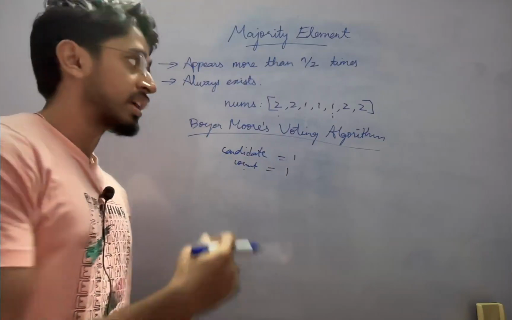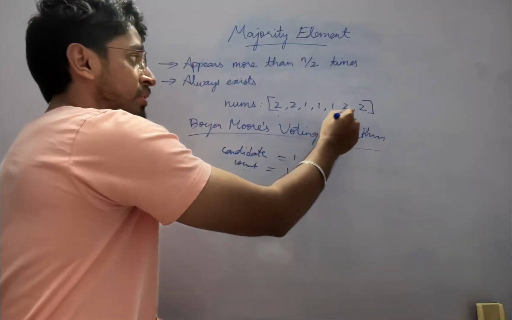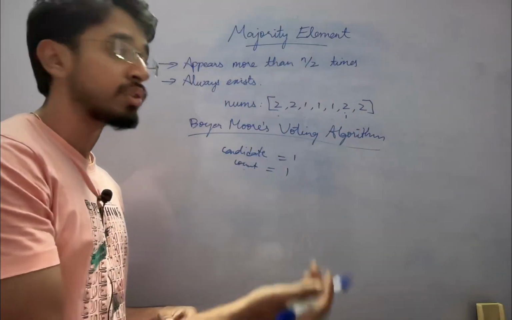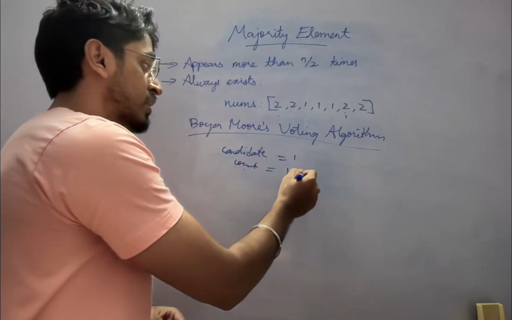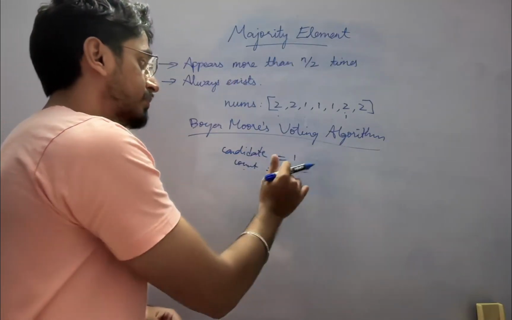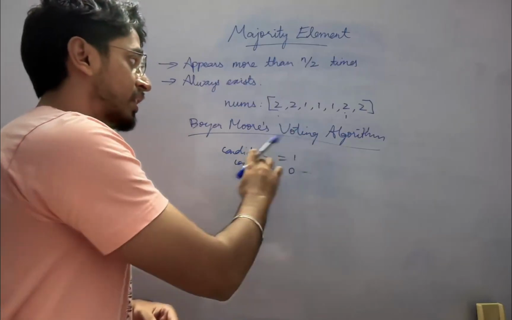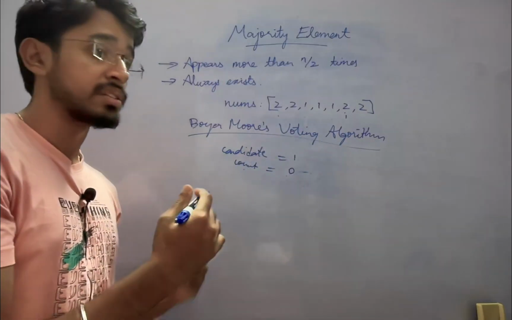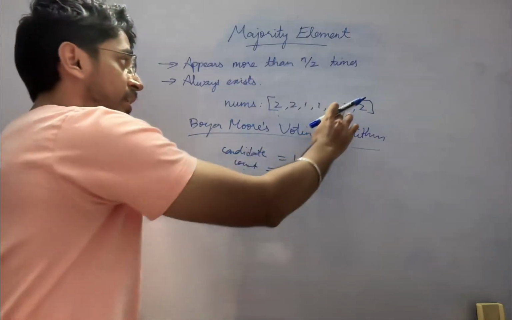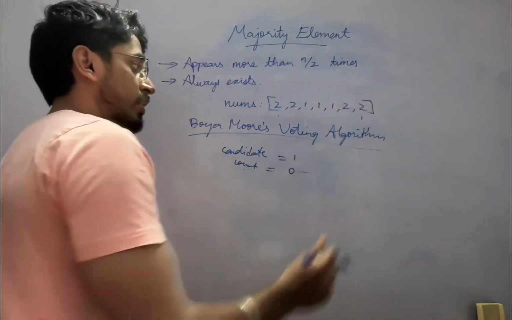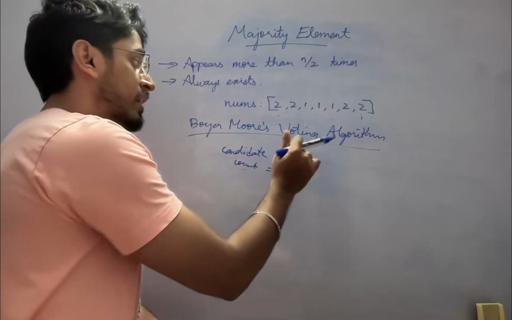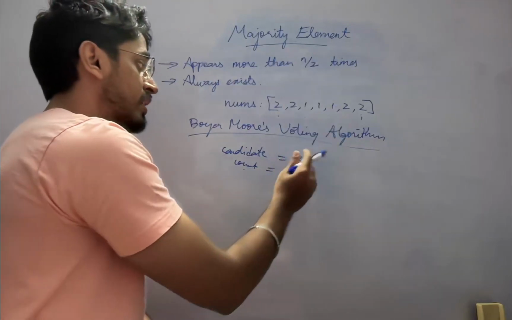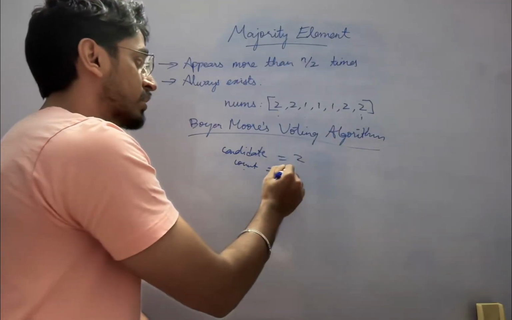Again we increment i. Now the candidate has changed, so we got a new candidate, so we need to decrement the count. So 1 minus 1 becomes 0, and still the candidate is 1 as long as it doesn't go negative. Now we increment i. Again it's going negative, right? So we need to change the candidate to 2 and increment the count.